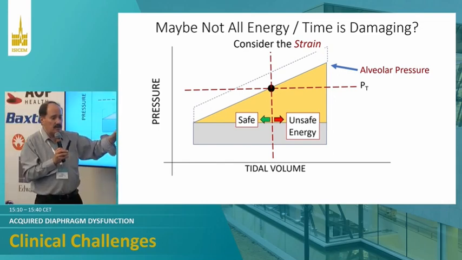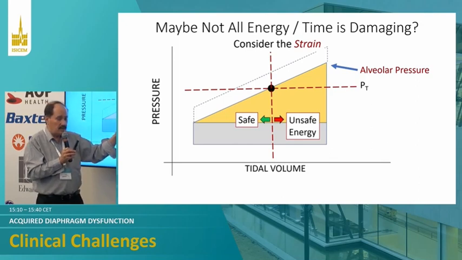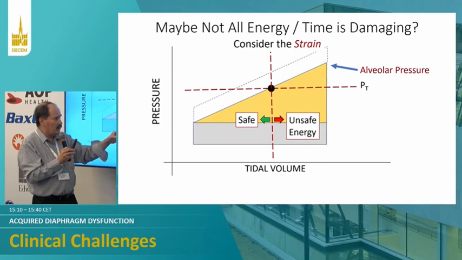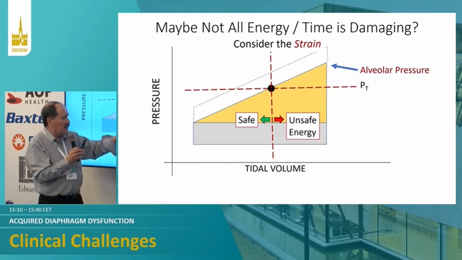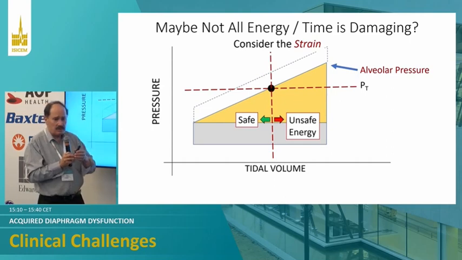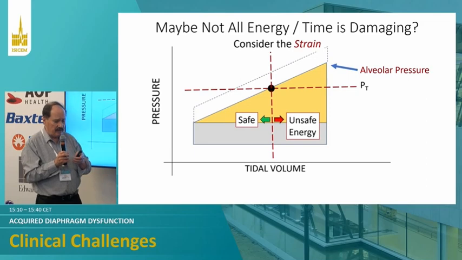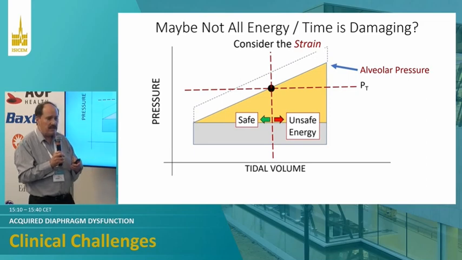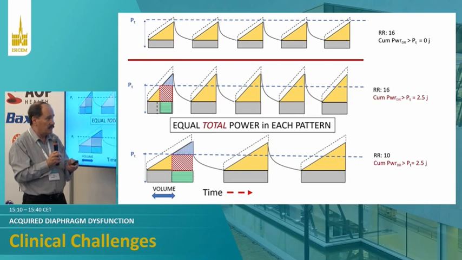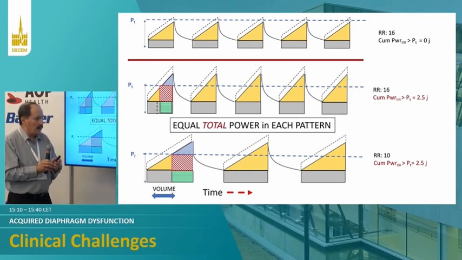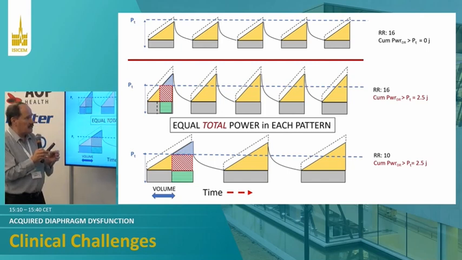Point here is that when we talk about intracycle power, and I'll speak about that later in the meeting, we've got to understand that we also have to look at the pressures that are being generated at the alveolar level so that we get an idea of what is a safe energy and what is not a safe energy. I think this is a pretty good way of looking at things.